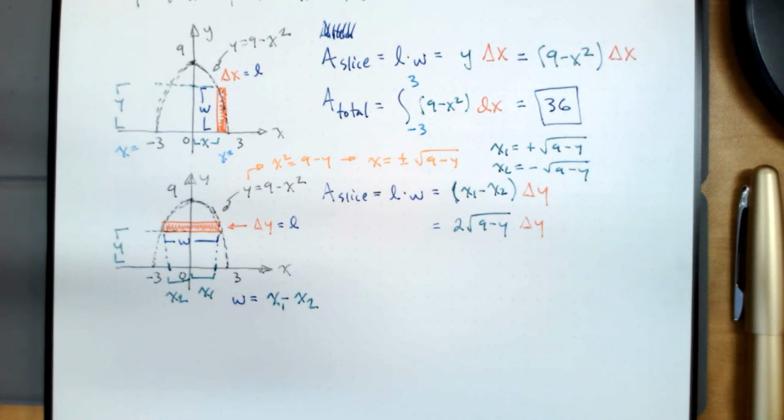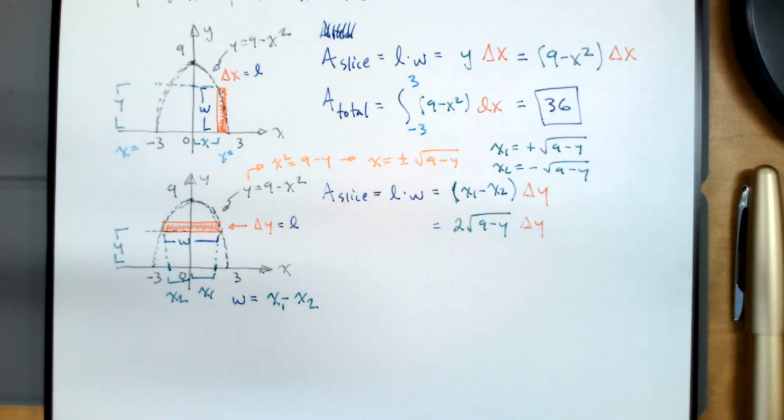At this point, we can also point out why I said x1 minus x2, because I want the difference between those two. I want to know how far apart they are. If I just did x1 plus x2, since they're opposites, I would come up with 0. So when you're thinking x1 plus x2, you're thinking x1 plus the absolute value of x2. And if we take the absolute value of the negative square root of 9 minus y, we get a plus square root of 9 minus y. And when we add them together, we get 2 of them.